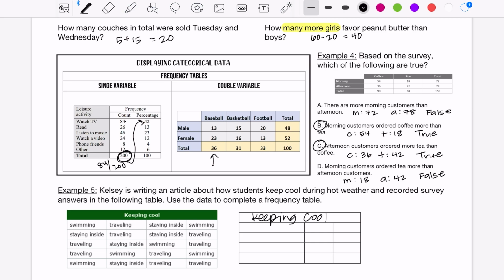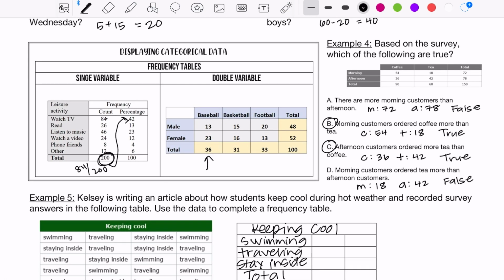And then what are all of our choices? I see swimming. I see traveling. I see staying inside. And this will be our total down here. So we're going to be doing up top here, this is the count, and in this column is the percent. So I already know we're going to get to 100% down here.